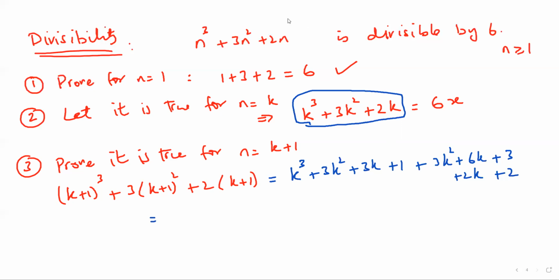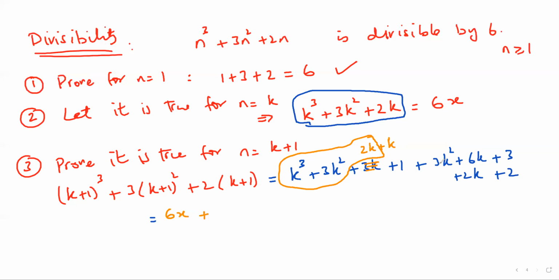Now let me split this. As I told you, you will have to be very clever algebraically. Can I split this 3k into 2k plus k? So this has been changed with 2k plus k, and I will be changing all of this with 6x. Can I do that, guys? This is 6x here.